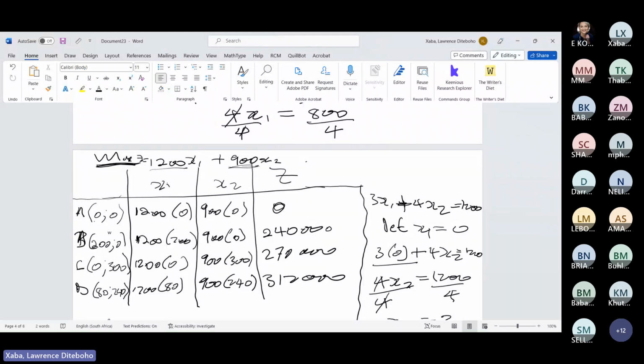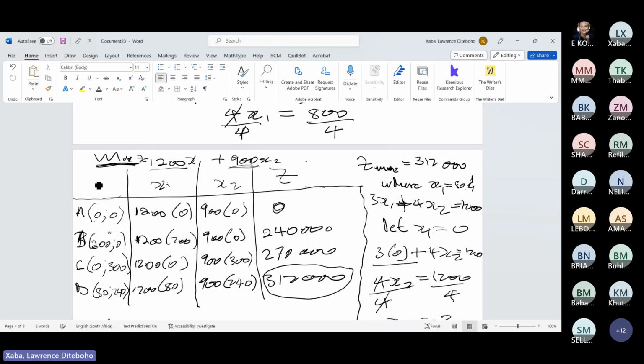312,000. So we say our Z max is equal to 312,000, where X1 is equal to 80 and X2 is equal to 240.